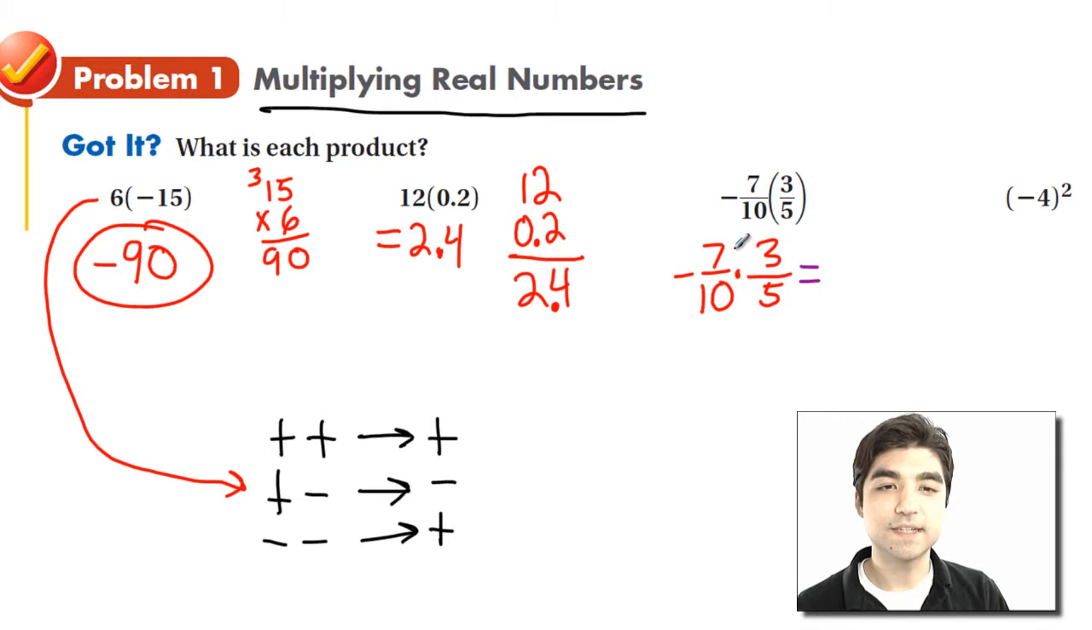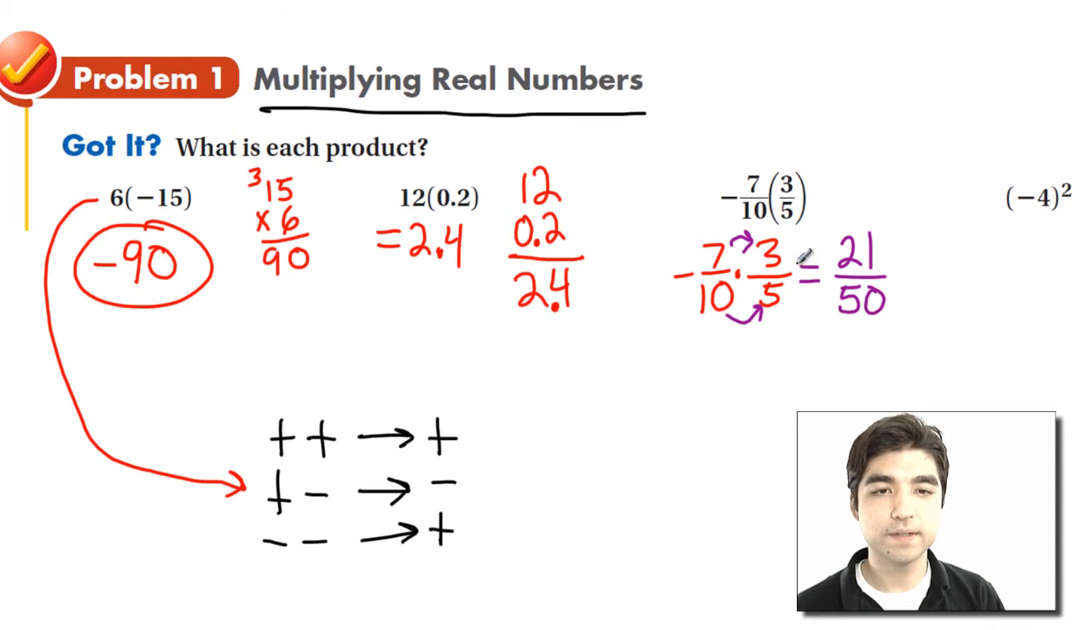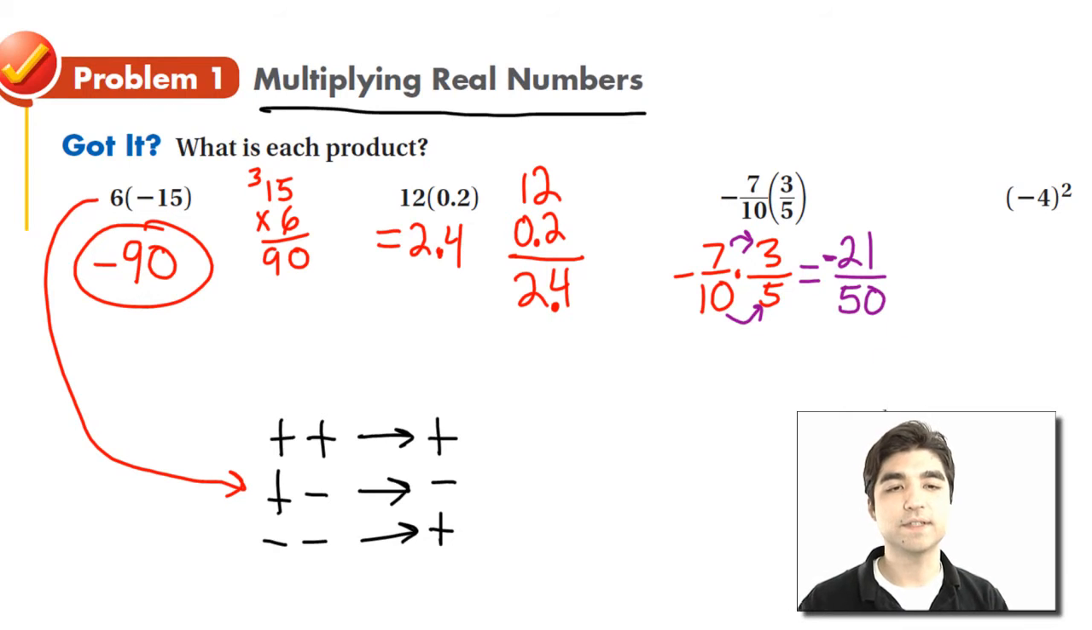So you take 7 times 3, that equals 21. Then you take 10 times 5, which equals 50. Now remember, it's a positive and a negative number, so the answer is going to be negative. Negative 21 over 50.